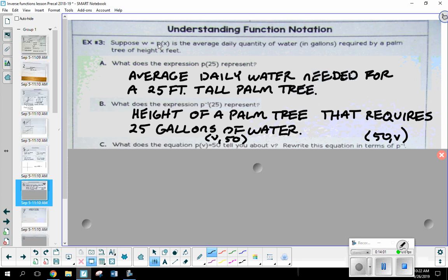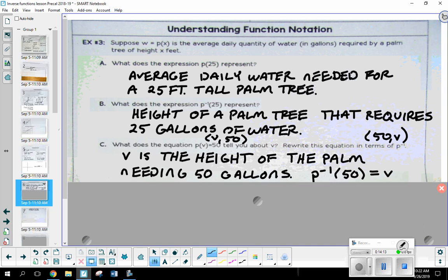Oh, no, that's the water. Remember, 50 gallons of water is needed for a tree that is V feet high. See, we were given a variable, it's my unknown, so I'm still going to incorporate it. Now, what I said, V is the height of the palm needing 50 gallons. So that was still really good. He got one of the quantities, but just not the other one. Okay, questions?